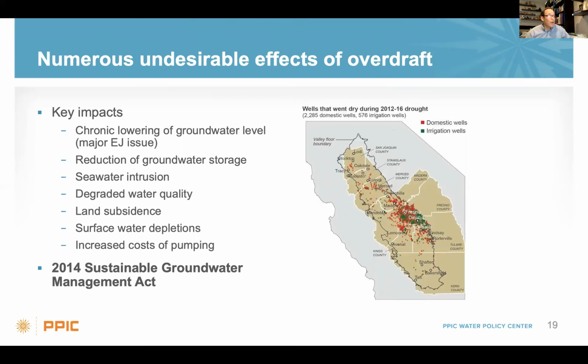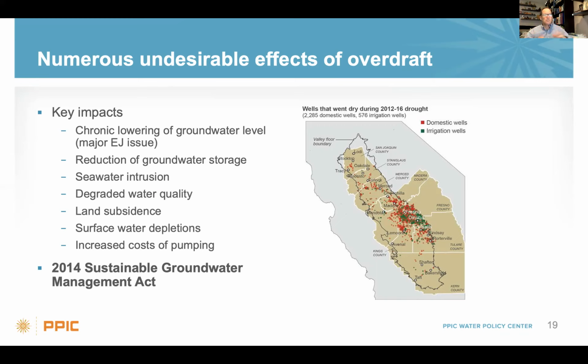Basically, we have a variety of key impacts, not the least of which is the lowering of land levels, which are actually destroying the very infrastructure that moves water around. It's degrading that. It's a tragedy of the commons. It also is having huge environmental justice issues for local communities whose wells are drying up. And out of this came the 2014 Sustainable Groundwater Management Act. And that act has basically said by 2040, you have to have sustainable groundwater management.